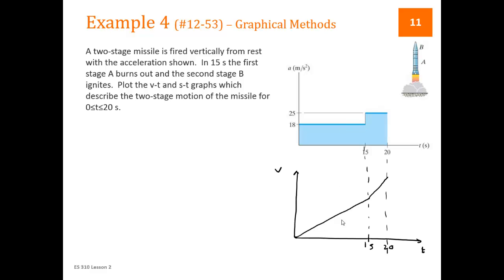So the slope of this line is 18. The slope of this line is 25. So we drew it correctly. Now we need some values. How do we find this value?